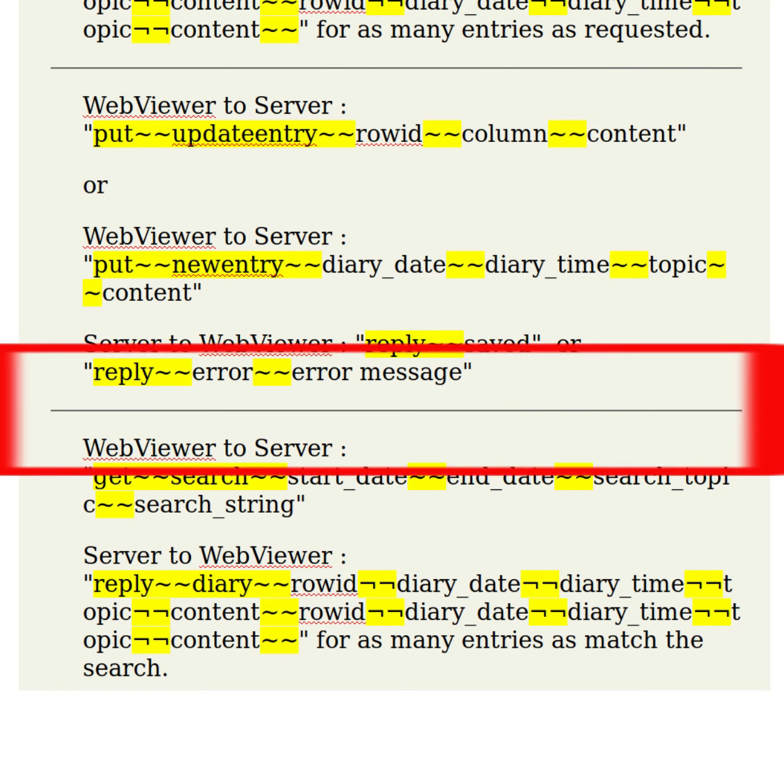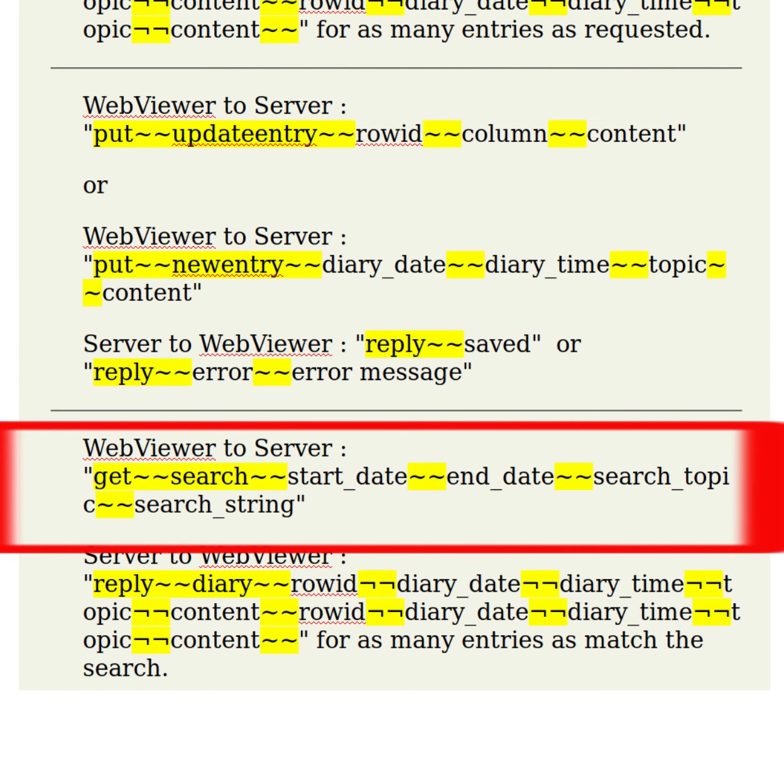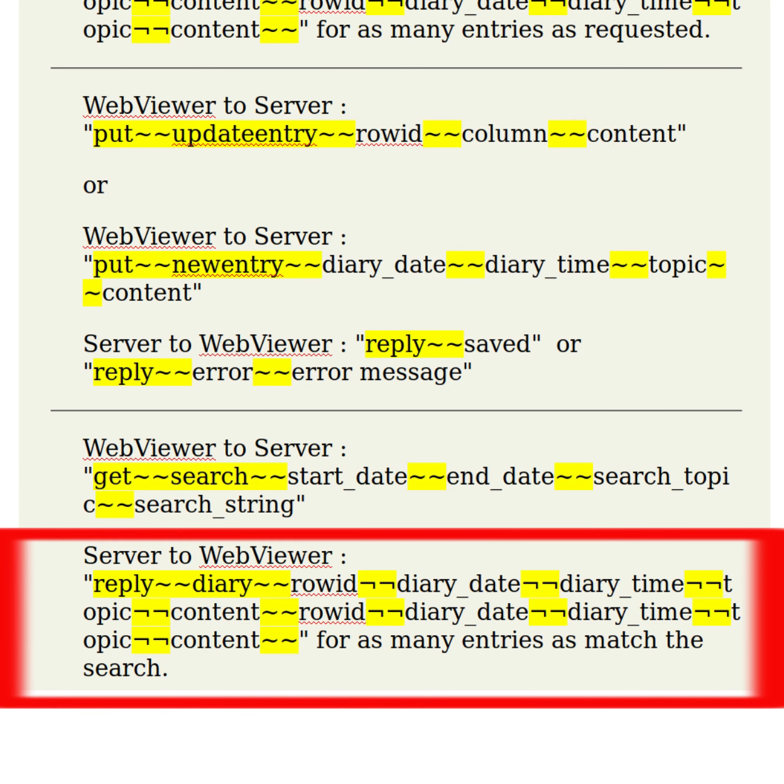The web viewer can send a message, and again all the values separated with this get, search, start date, end date, search topic, search string. And the server will reply in the same format with the separators as before for any diary list of entries. So reply diary row ID separated with the and then the double not symbol separating diary date, diary time, topic, content, followed by as many entries as match the search.